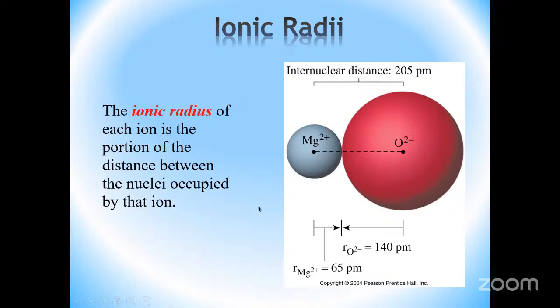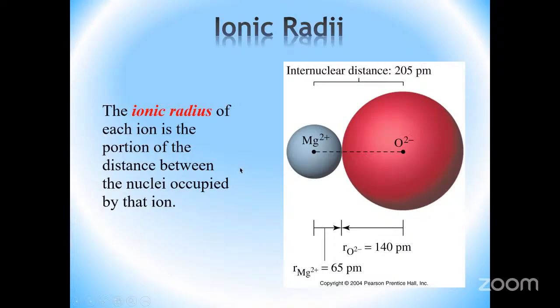So here is an example. In the case of magnesium oxide, the total internuclear distance is 205 picometers, but it turns out that the radius of the magnesium ion is 65, and the radius of the oxide ion is 140. So that's basically how we determine the radius or the radii of ions, monatomic ions.